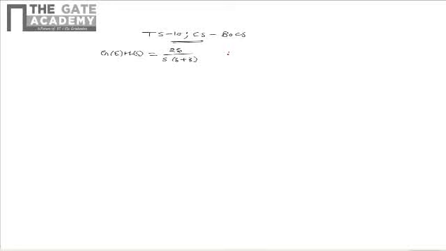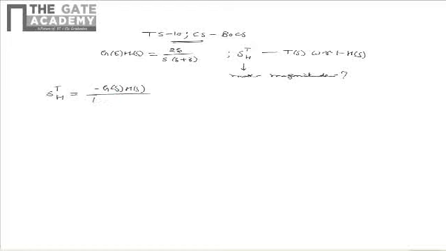We need, if S_H^T gives the sensitivity of the overall transfer function with respect to H(s), to find the maximum possible magnitude of this sensitivity. We know that the sensitivity of overall transfer function with respect to H(s) is given as minus G(s) multiplied by H(s) divided by 1 plus G(s) multiplied by H(s).